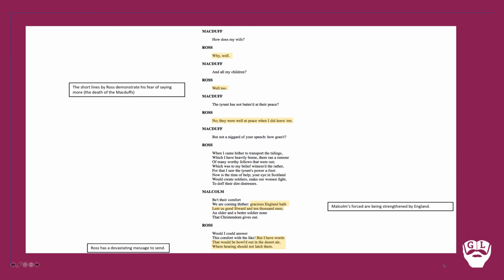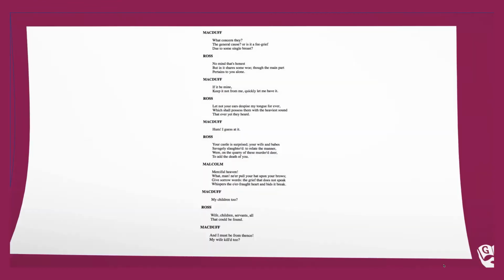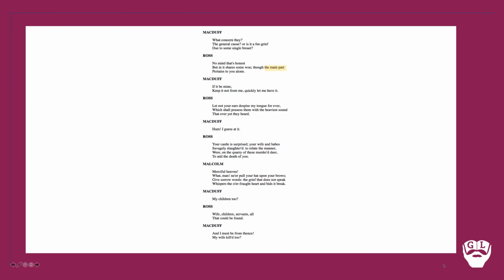He realizes he has a devastating message to send, and one he can't hide from any longer. At this point in the play, Ross then says how the main part pertains to you alone, to Macduff. The message is for Macduff. Now, Macduff as a person here is very straight up. He says, "Keep it not from me, quickly let me have it." He's unafraid of the bad news itself. He has to hear it. Let's have it out in the open.